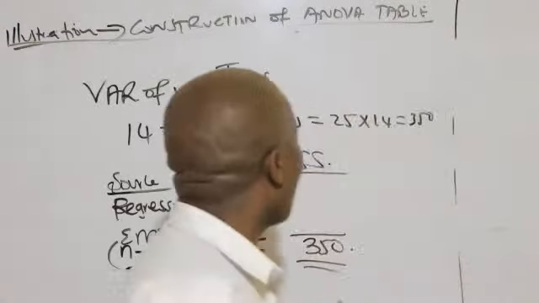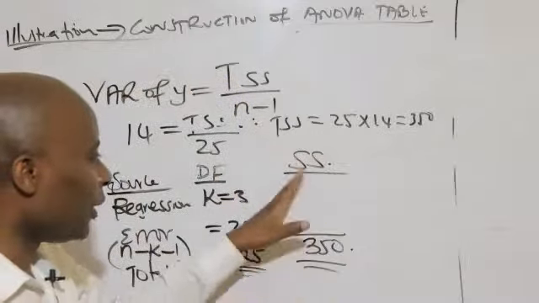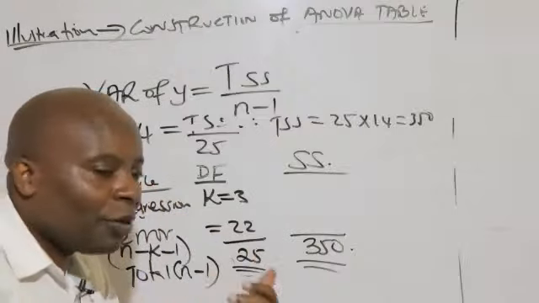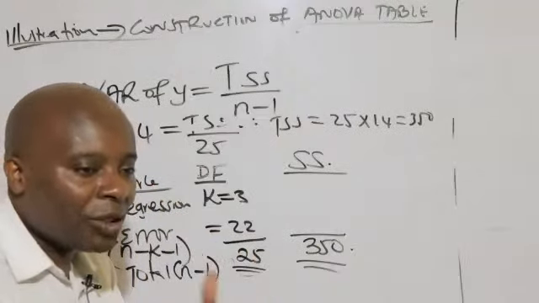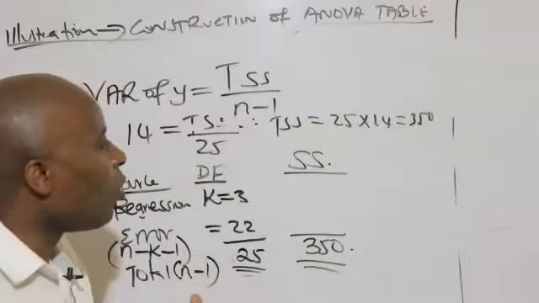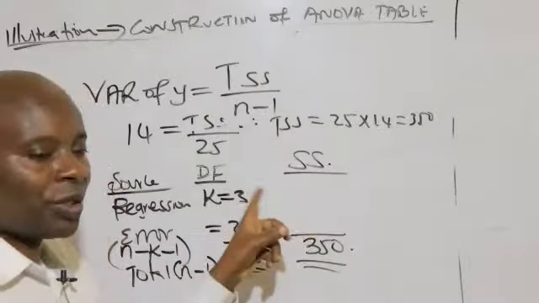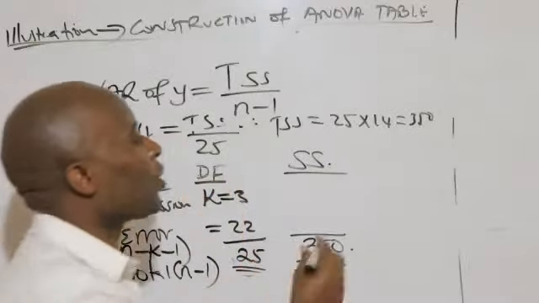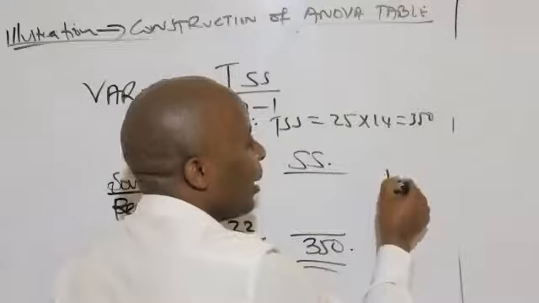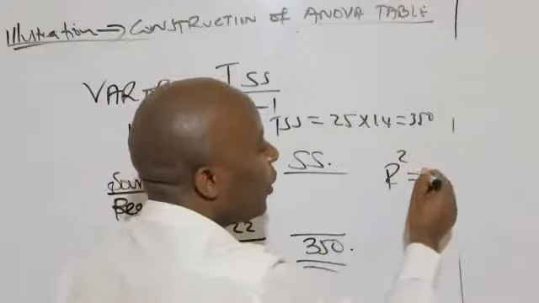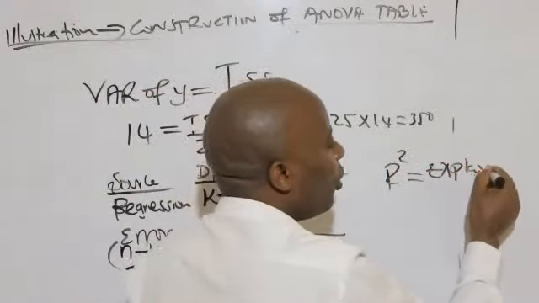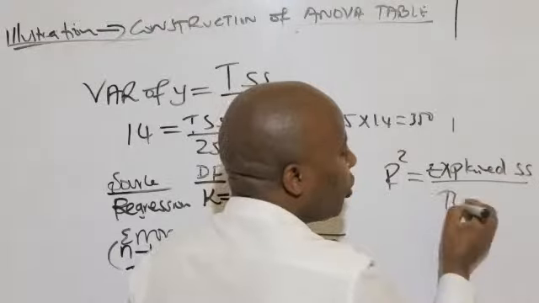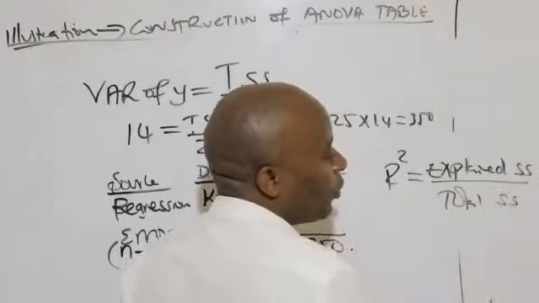Look at this. I want to get one of these. How will I do this? I know that there is another formula which makes use of this sum of squares. Basically, this is R squared. If you remember, our R squared will always be equal to the explained variance in terms of sum of squares over the total variance in terms of sum of squares.